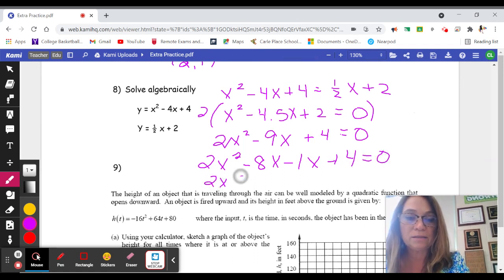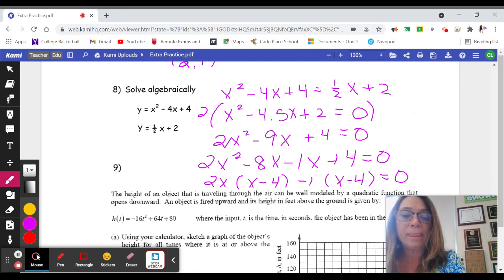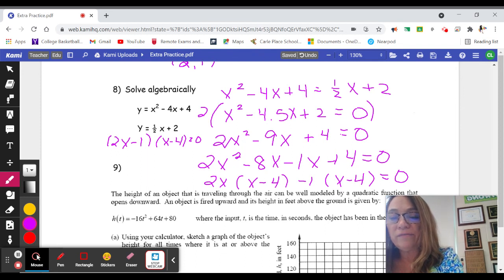Pull out a 2x, I get x minus 4. Pull out a -1, I get x minus 4. This is factoring by splitting. So I get 2x minus 1 and x minus 4. So if I solve this one, I get x equals a half. And if I solve that one, I get x equals 4.